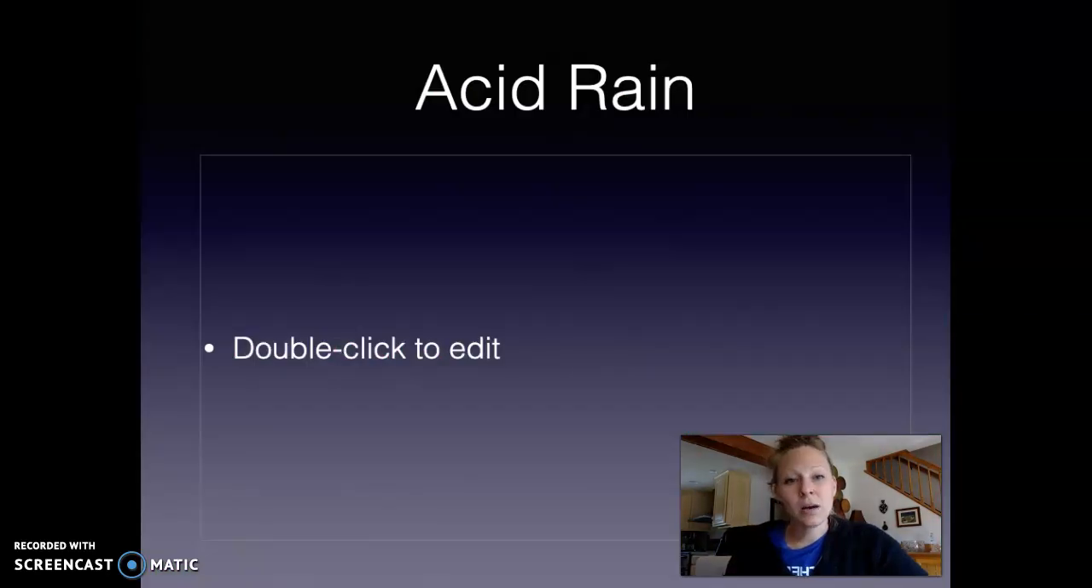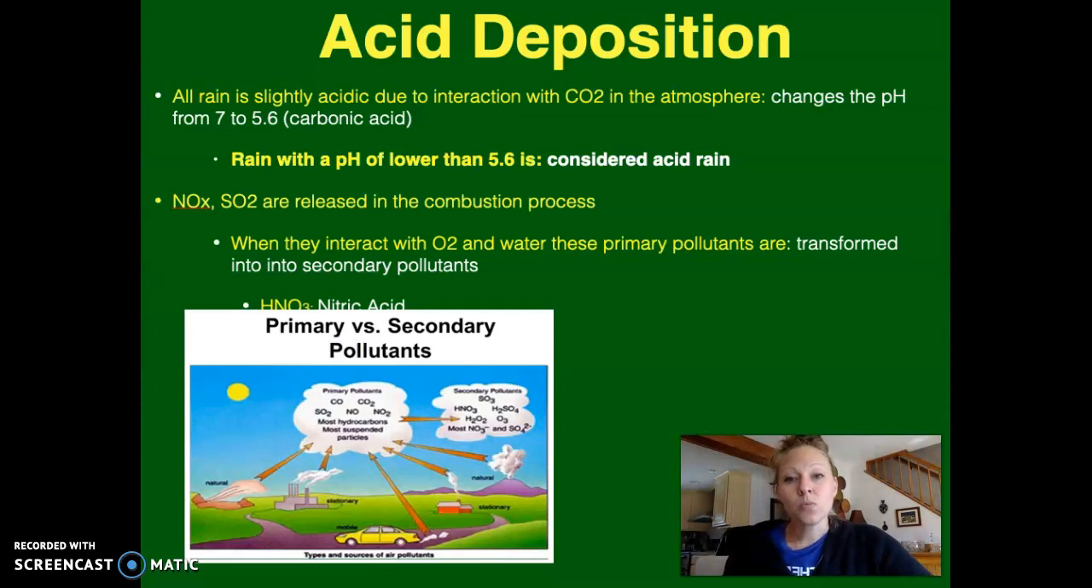All right, let's talk about acid rain. Acid rain, or acid deposition, is going to occur simply because there's carbon dioxide naturally in the atmosphere. And so you're going to have carbonic acid. And so that is going to reduce the precipitation that we have from 7, because water is neutral, down to 5.6. And so anything below 5.6 is considered acid rain.